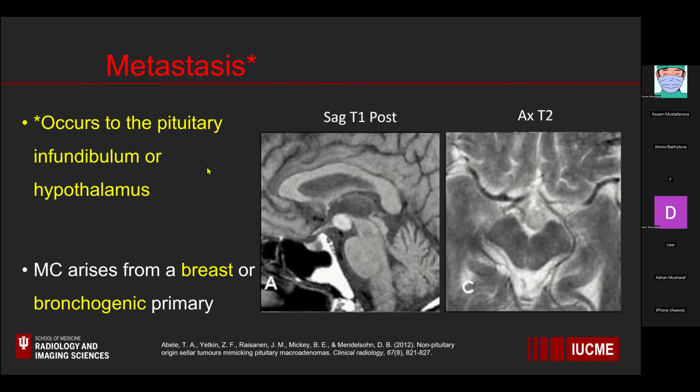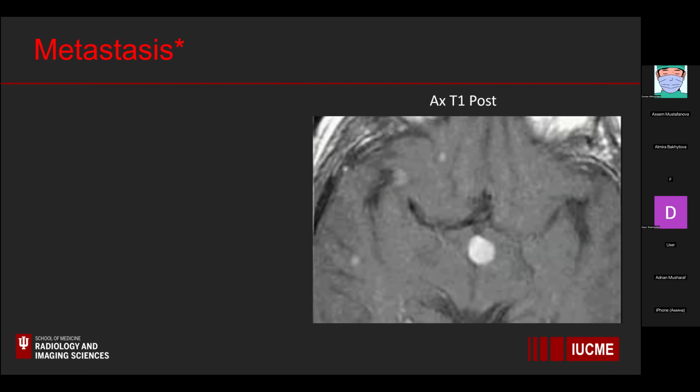It occurs to the pituitary infundibulum, as we're seeing in this case, right here, or it can happen to the hypothalamus, as we are seeing in this case. Mostly breast and bronchogenic carcinomas are to blame for metastases in these areas. So when you see metastasis, you think of looking elsewhere for breast or bronchogenic carcinoma as a primary cause.